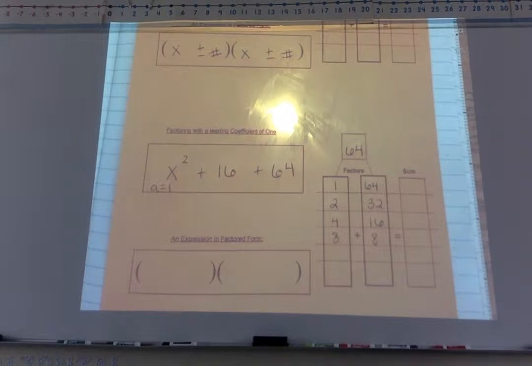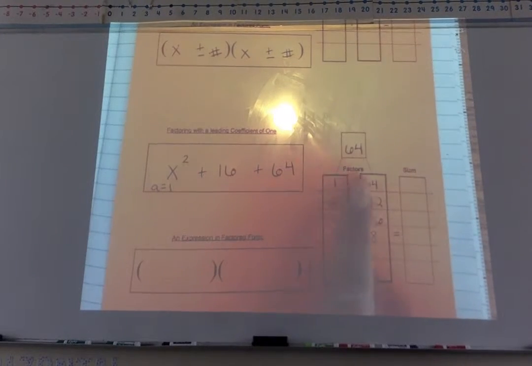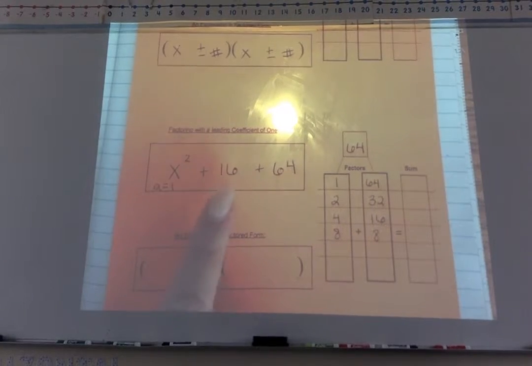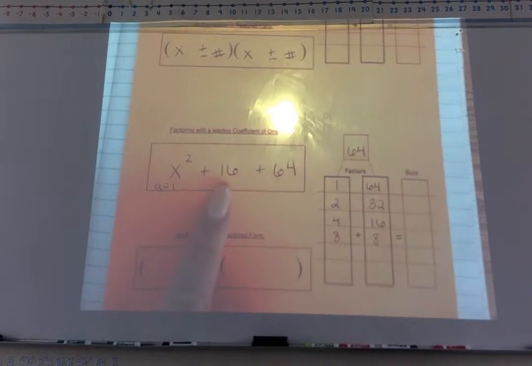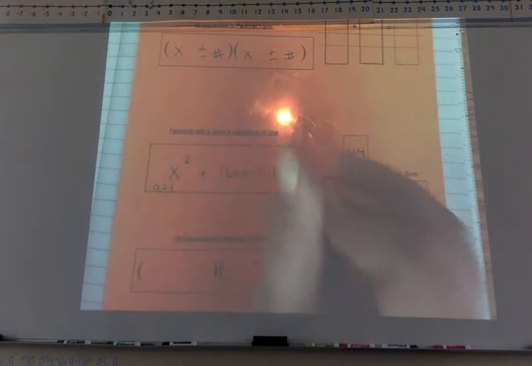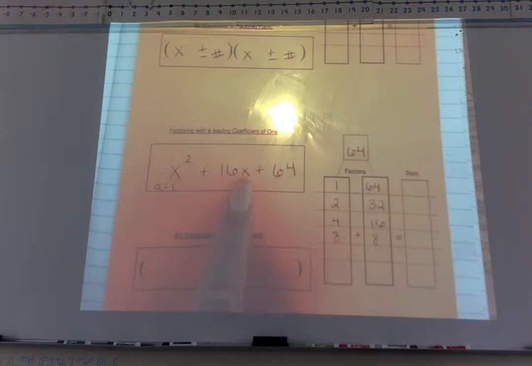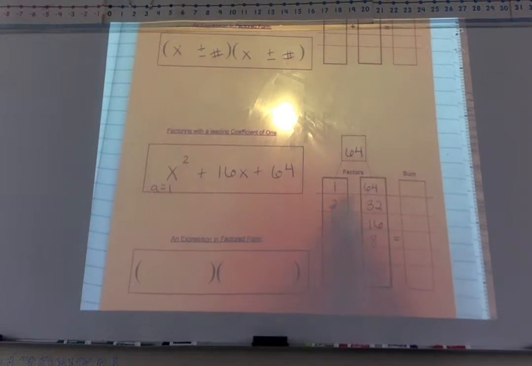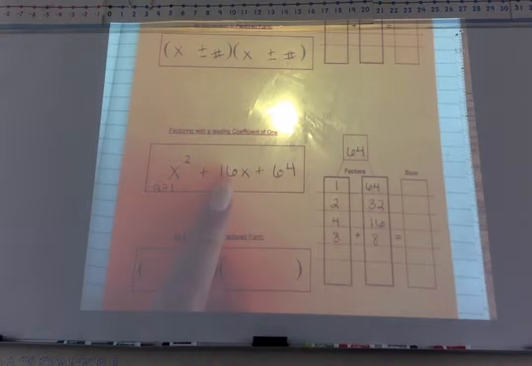Anyway, okay, so now what we want to do is find factors that have a sum of this middle term. I also forgot to add the x here, so it should say 16x. If you could fit in that x right there, I did forget to write that. So when we add these terms, it should equal 16.